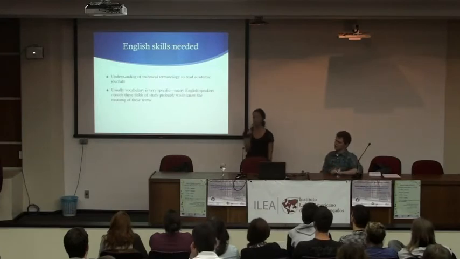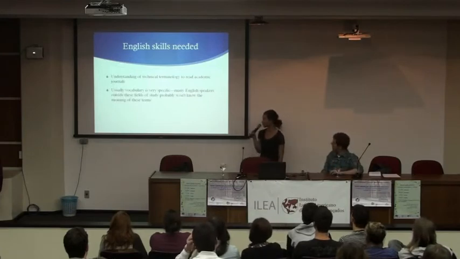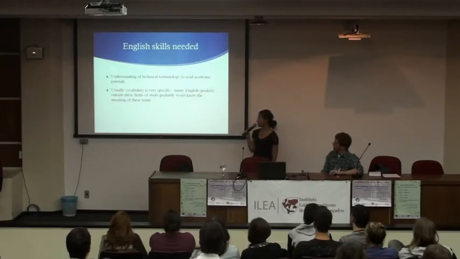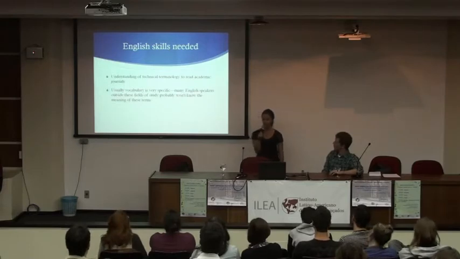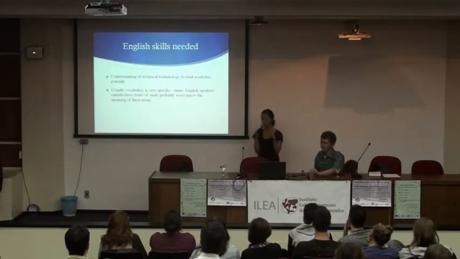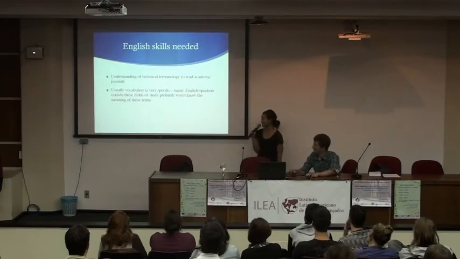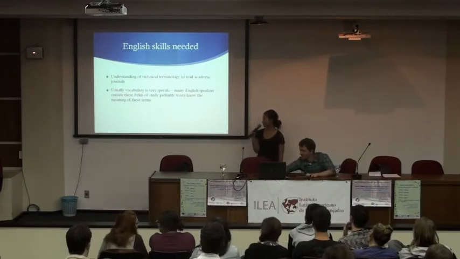So the English skills needed for this kind of course are usually very based on technical terminology. And that also gives you the power to read more in-depth academic journals or academic articles. Usually the vocabulary is very specific, so if you're taking a more advanced course in chemistry, for example, you might learn a lot of English vocabulary that a normal English student or someone who's studying history might not know. So that's pretty cool. You'll learn a specific set of skills and be able to use it.